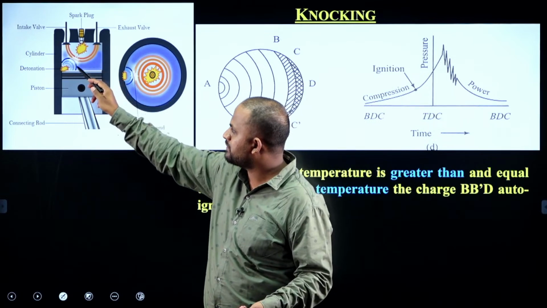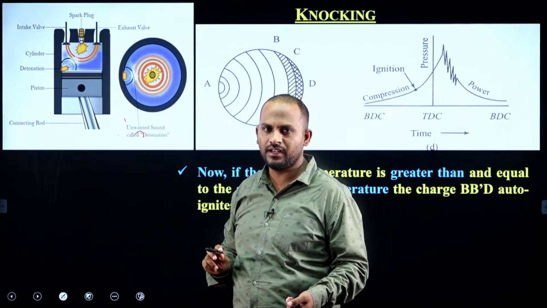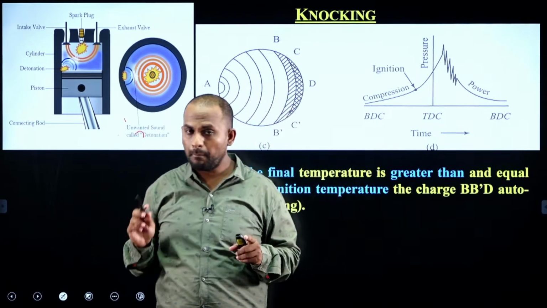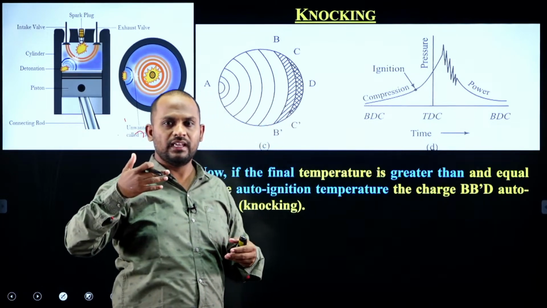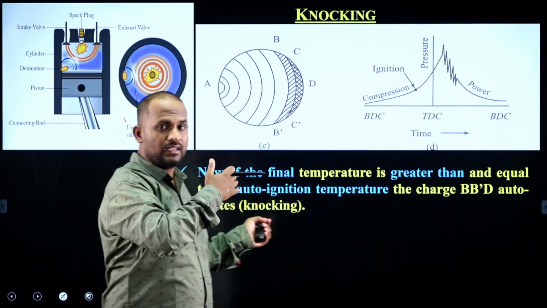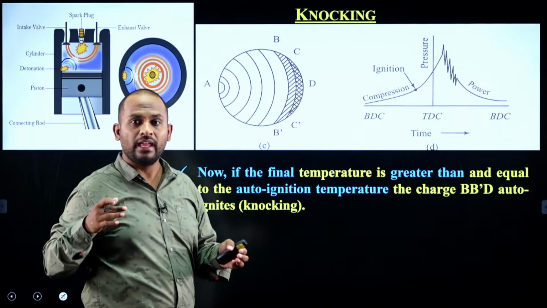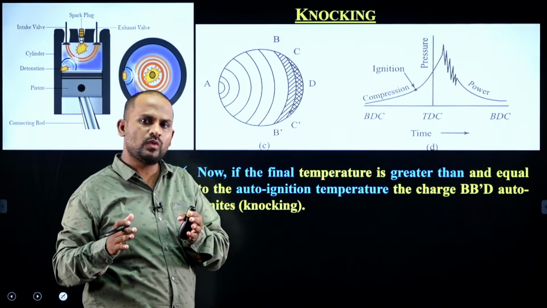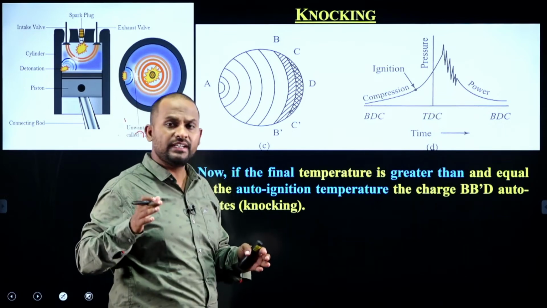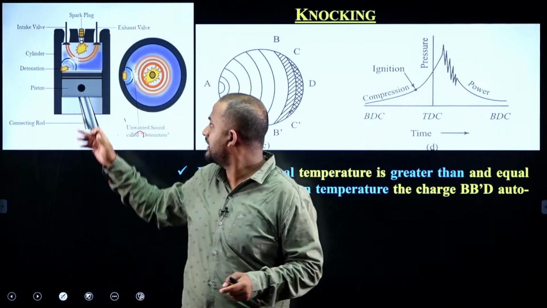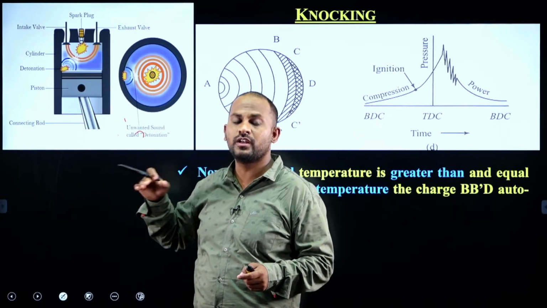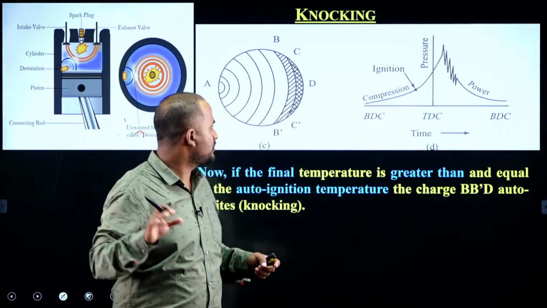Now these two flames collide, right? Because of the collision of the two flames, the pressure rise in the cylinder will increase. Not only that, high intense vibrations will be created. Because of the high intense vibrations, the vibrations will hit the cylinder and piston, which will damage the system here.